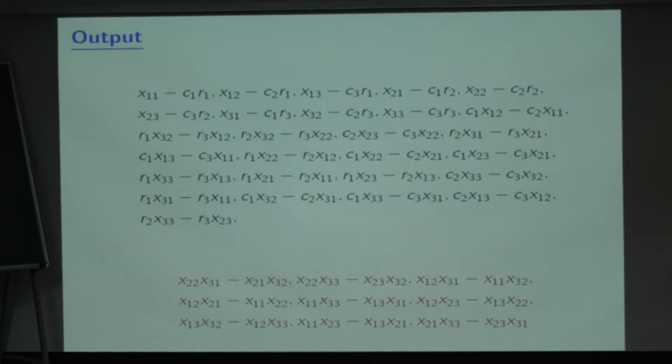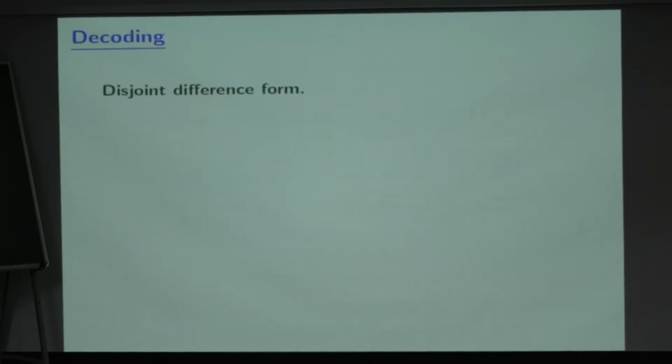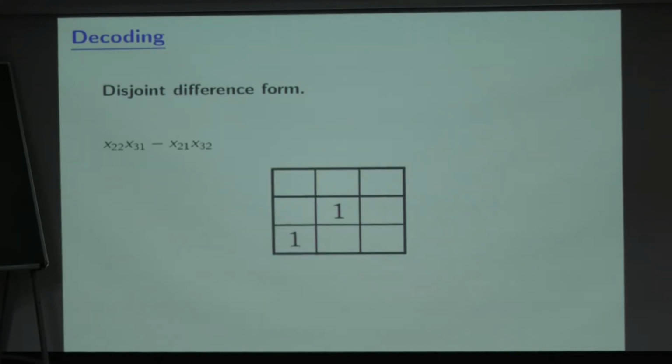How do you get a Markov basis from that? You do it in the following way. I will decode it. So let's take one example. Suppose I take this fellow, x22 x31 minus x21 x32. From this, I will decode it in the form of a table. We are working with, in this example, 3 by 3 tables. So I will take x22, position 2, 2, write a 1 here. 3, 1, write a 1 here. So you have exhausted this.